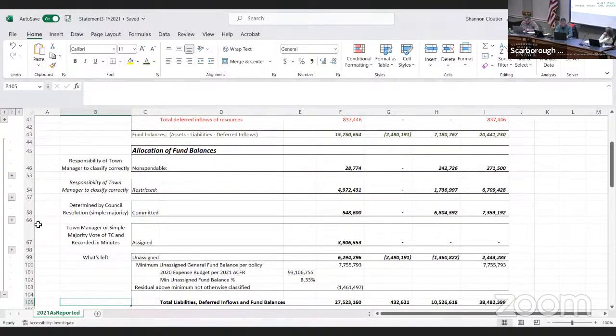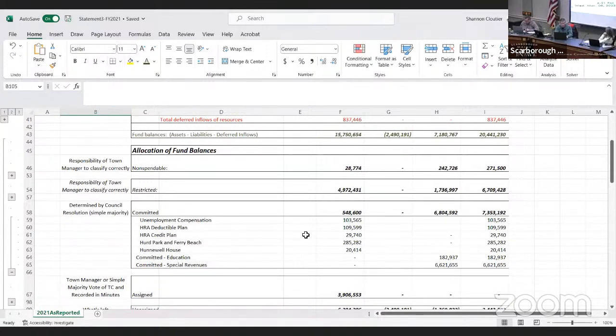It kind of is what it is. The committed fund balance is a result of prior council actions or current council actions, or I guess all prior when we're talking about an older year. And there we have things like unemployment compensation. There's an allocation for Herd Park and Ferry Beach. And Councilor Shoup asked a good question about this one earlier today about what those funds can be used for.